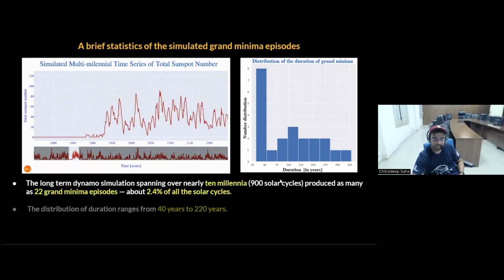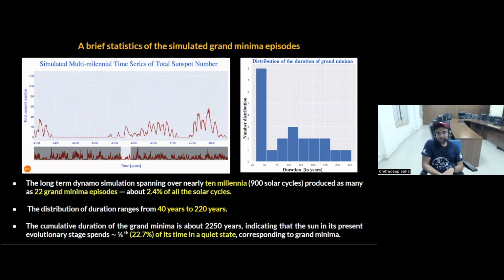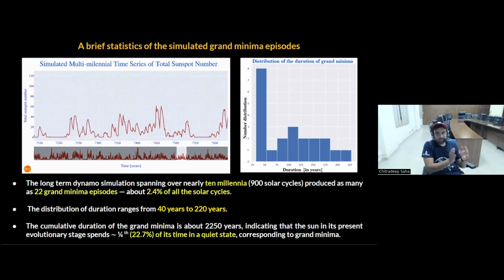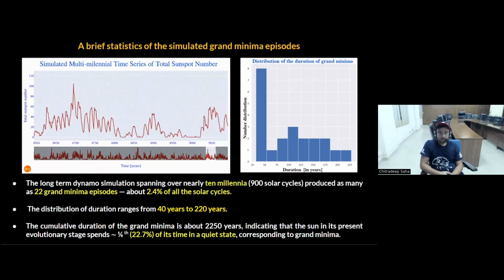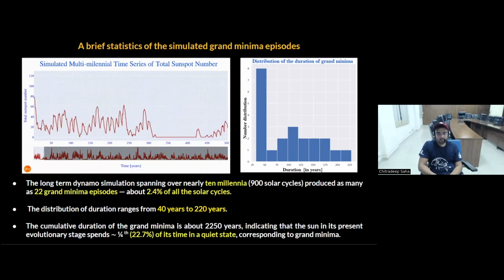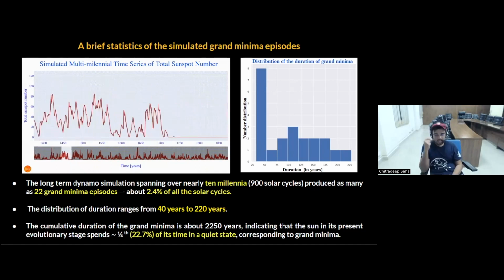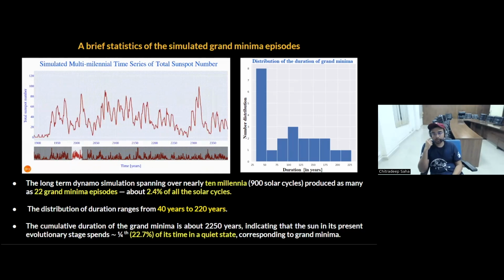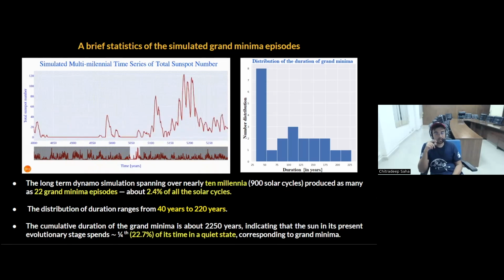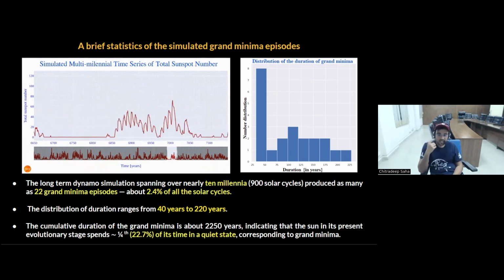And if I just do some statistics, the distribution of duration of these grand minimum phases looks like what is there on the right plot. It ranges from 40 years to 20 years. And we found that nearly 22.7% of the total simulation time, the star spent in a quiescent phase, which is similar to what has been observed by Usoskin et al., which tells that nearly 25% of the time the Sun was in a quiescent state for the last 11,000 years. This is a sanity check of our simulation.